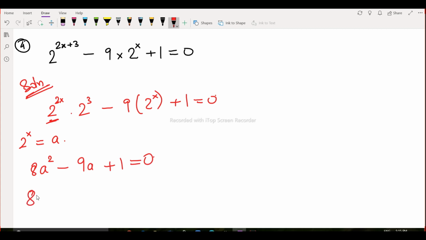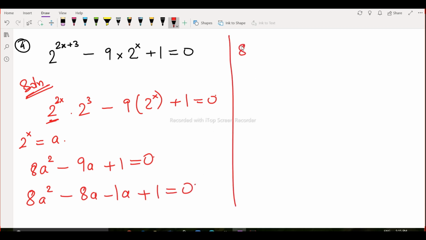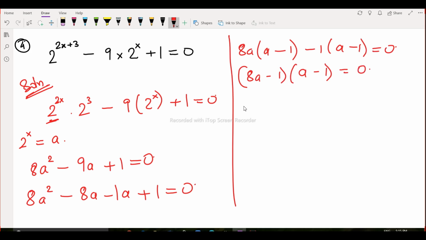So now this is a quadratic equation. Let's solve it. We can just factorize. So I can write 8a minus 1, a minus 1 equal to 0. So 8a is equal to 1, or a is equal to 1. So a is equal to 1 by 8, or a is equal to 1.